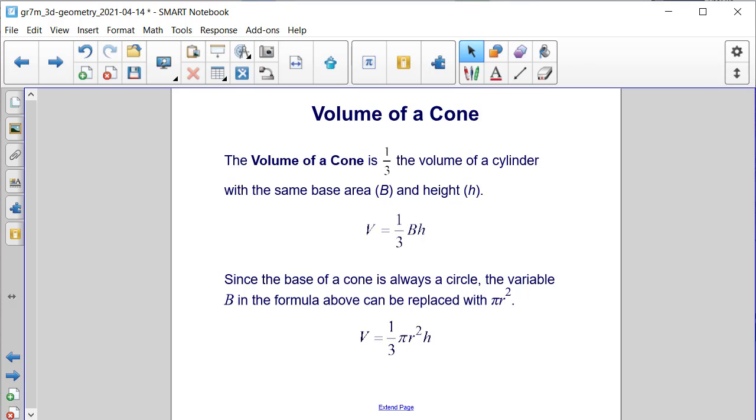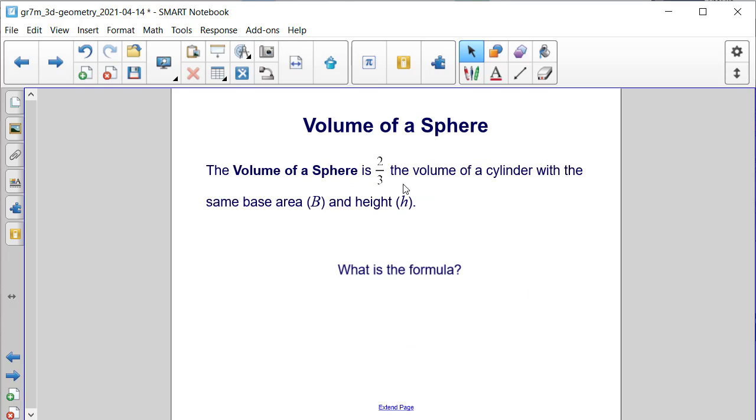squared times the height. And the volume of a sphere is 2/3 the volume of a cylinder with the same base area, capital B, and the height of h. If you remember from an earlier video, we saw that 3 cones were used to make the volume of a cylinder, and 2 of those cones made the volume of the sphere, and that's how we get the 2/3 times the volume of the cylinder.